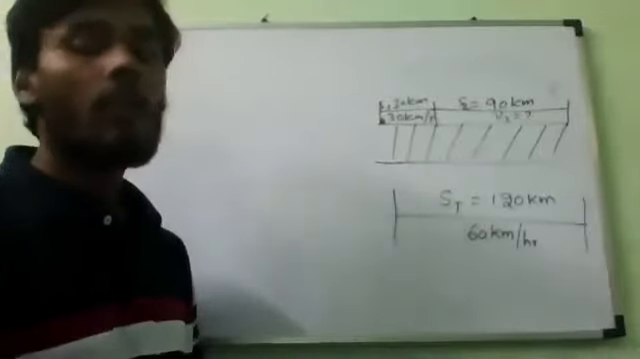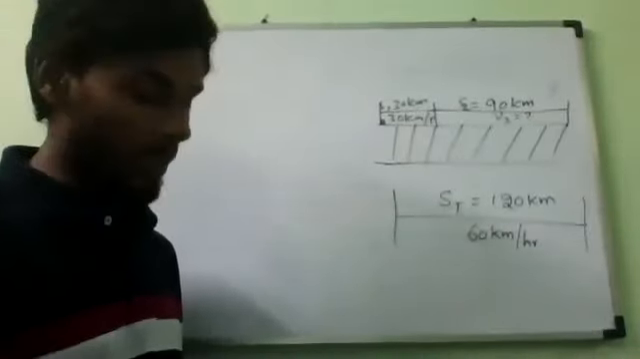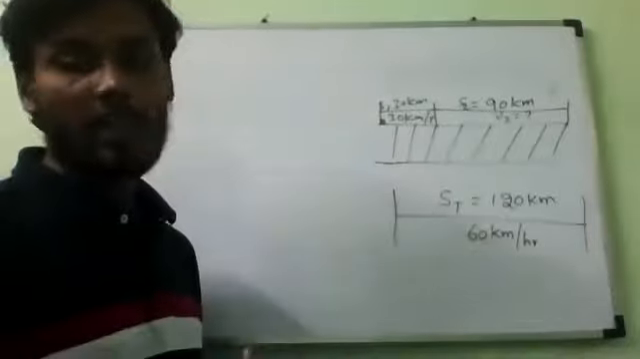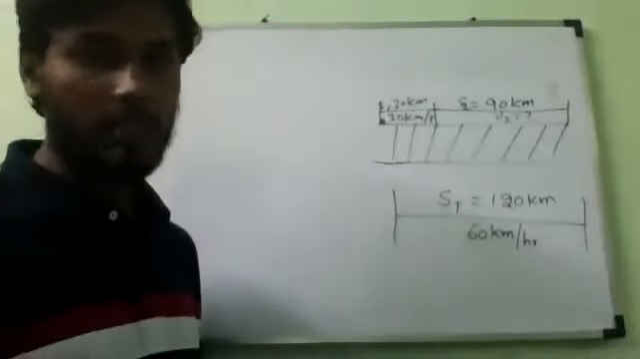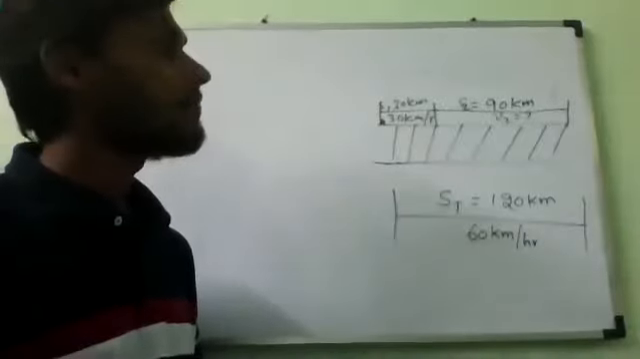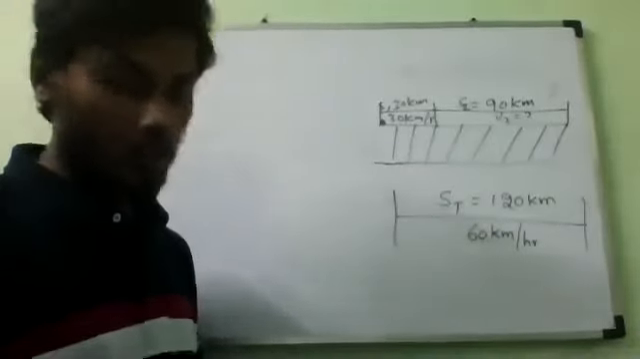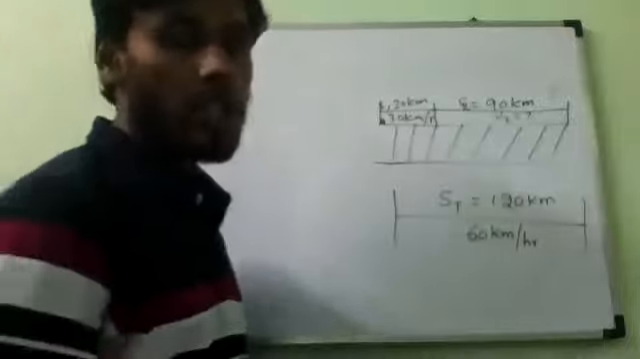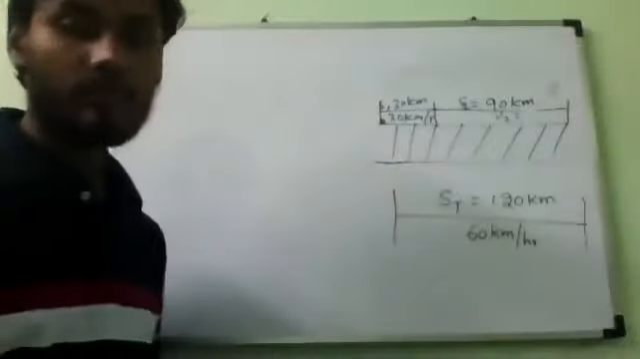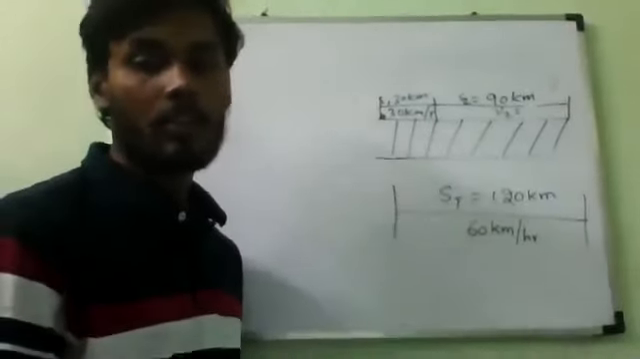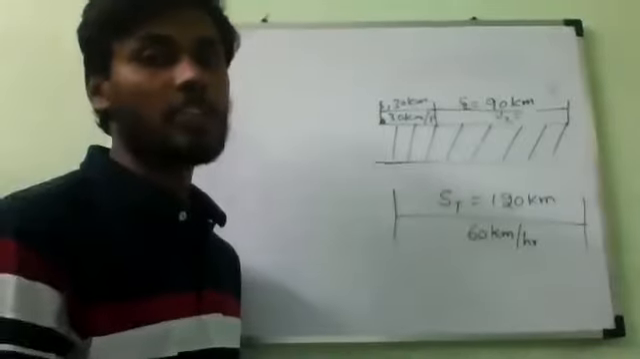Yes, sir. In mathematics, if you want to find something you don't know, we can assume it as x or y. Have you remembered that from class 8 mathematics? So here also I don't know V2. Can I assume this V2 as x kilometers per hour? Is it right or wrong?